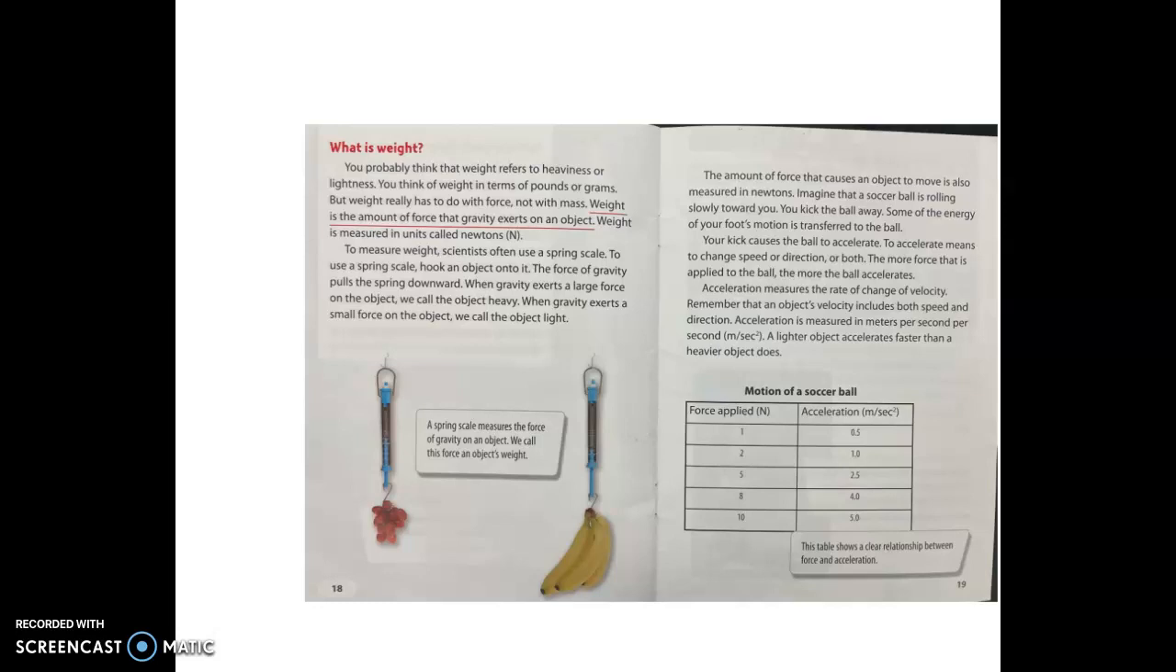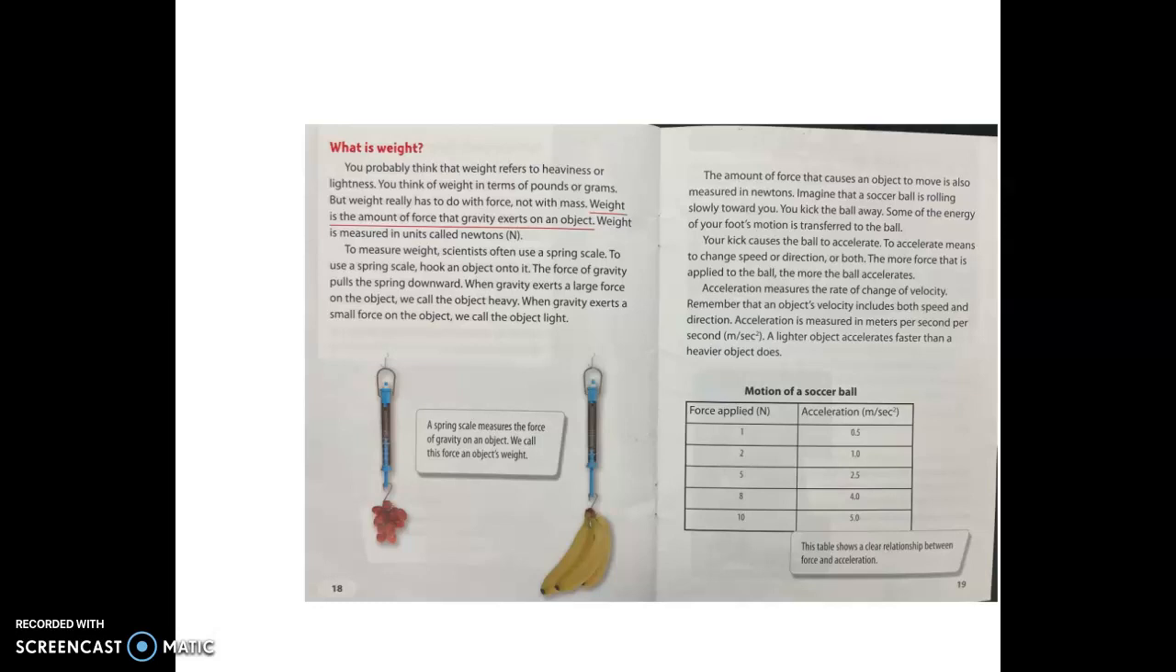Motion of a soccer ball. Force applied in newtons. Then to the right, we have the acceleration. This table shows a clear relationship between force and acceleration. So if you take a look at force applied, you'll notice that 1 newton, the acceleration was 0.5. 2 newtons, acceleration is 1. 5 newtons, acceleration is 2.5. 8 newtons, the acceleration is 4.0. And 10 newtons, the acceleration is 5.0.